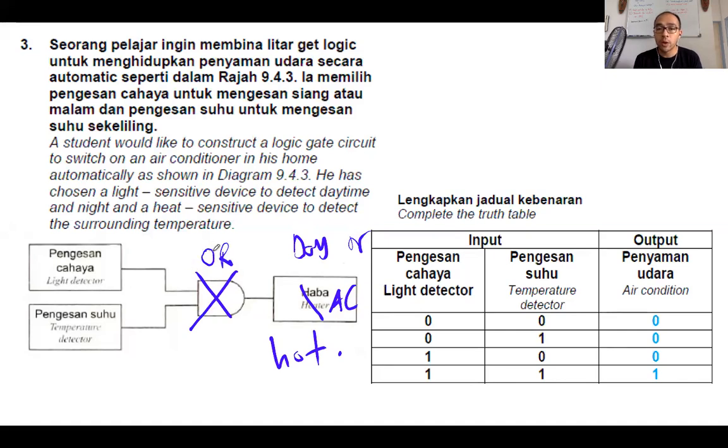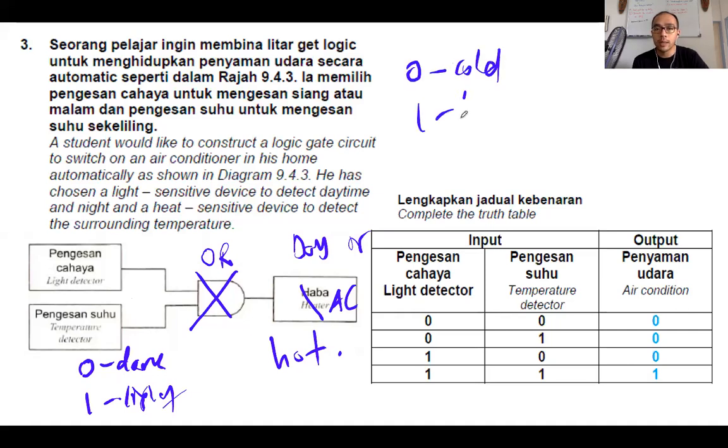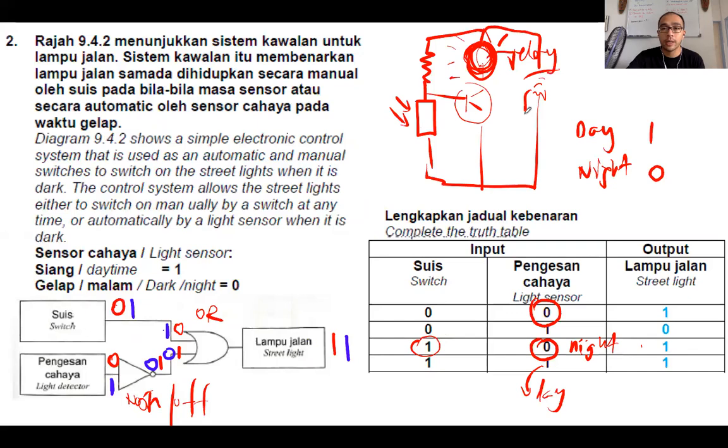Okay, if I use an OR gate, then I will get 0, 1, 1, 1. Sama ada dia panas atau dia siang, okay, then dia akan turn on. But the qualification is still there. 0 is dark and 1 is light. 0 is cold and 1 is hot. It still has to be defined for you.